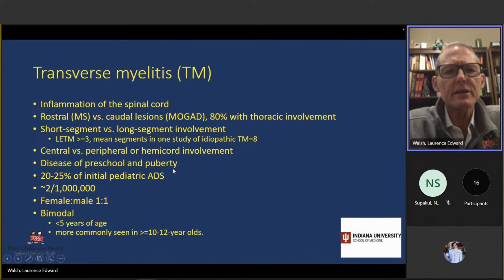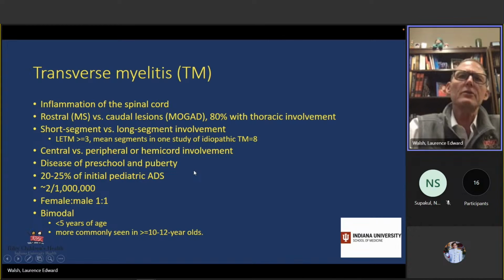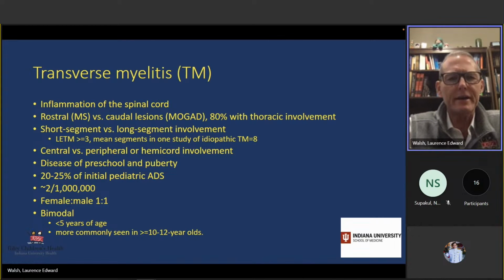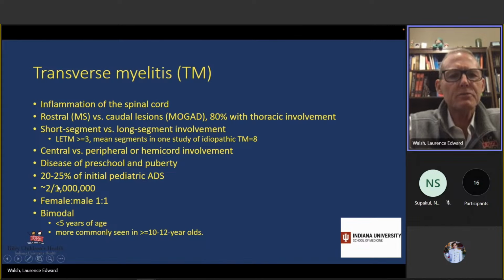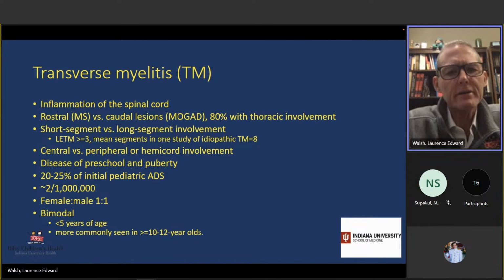This is really a disease of preschool and puberty. So even though the mean age is about 8 or 9, that's not really representative because there are 2 peaks. This represents about a fifth to a quarter of initial pediatric acquired demyelinating syndromes. It's rare. Male to female ratio is about 1:1.